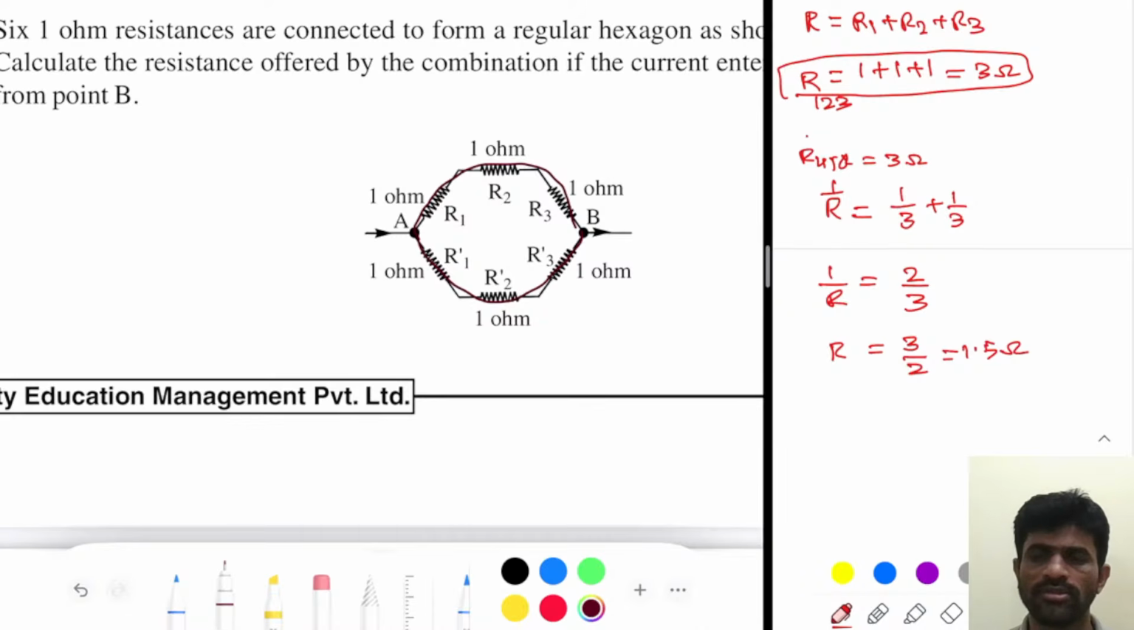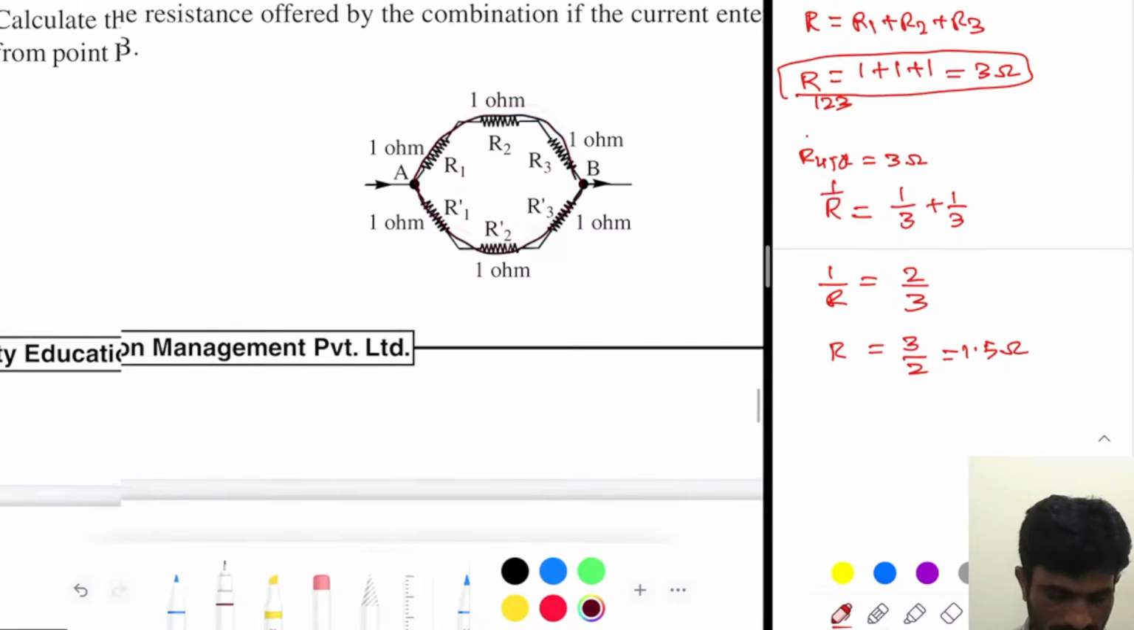1.5 ohms. The first path is connected in series, so 1 plus 1 plus 1, 3. Again, down also it is 3. They both are in series, 3 and 3. Now the results are connected in parallel. Because they are connected in parallel, 1 by R is equal to 1 by 3 plus 1 by 3, 2 by 3. So R is equal to 3 by 2, 1.5 ohms.